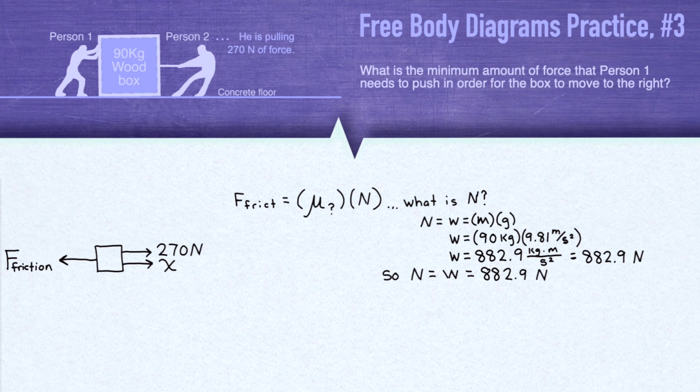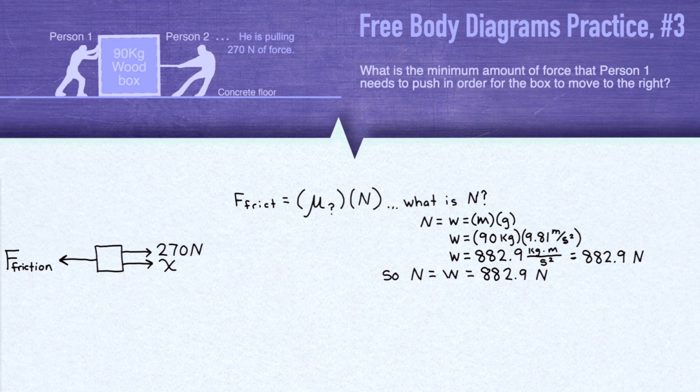If you want to know the difference between static and kinetic friction, you can click on link number 5 in the description, and it'll take you to my free body diagram explanation video, and we'll skip ahead to the part where I talk about static versus kinetic friction. So if you already watched that video, you basically know that the box is going to have to overcome static friction and then kinetic friction because the box is not already moving. It's asking how much force person 1 needs to push in order for the box to move. That means that the box isn't moving already, which means it's going to have to overcome static friction and then kinetic friction.